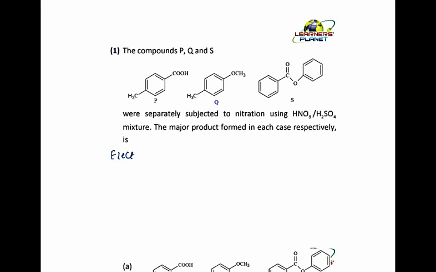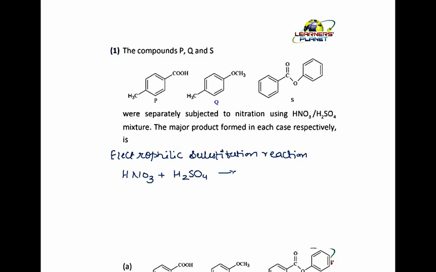Now what will be the electrophile here, students? In this case, when you are taking the HNO3, that is concentrated nitric acid, and H2SO4 mixture, the electrophile which is generated is the nitronium ion. Right? So this is the attacking species. Now students, this nitronium has to be substituted in your P, Q and S. Now let's take up P.